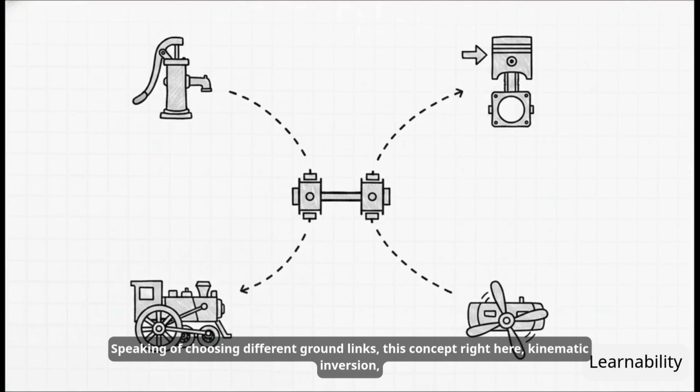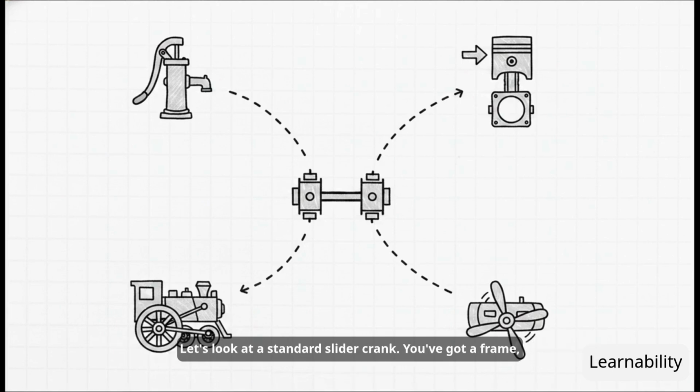Speaking of choosing different ground links, this concept right here, kinematic inversion, is honestly mind-blowing. It shows how shifting our perspective changes absolutely everything. Let's look at a standard slider crank. You've got a frame, a crank, a connecting rod, and a sliding piston. Historically, by just changing which of those 4 pieces was anchored to the ground, engineers invented 4 totally different machines.